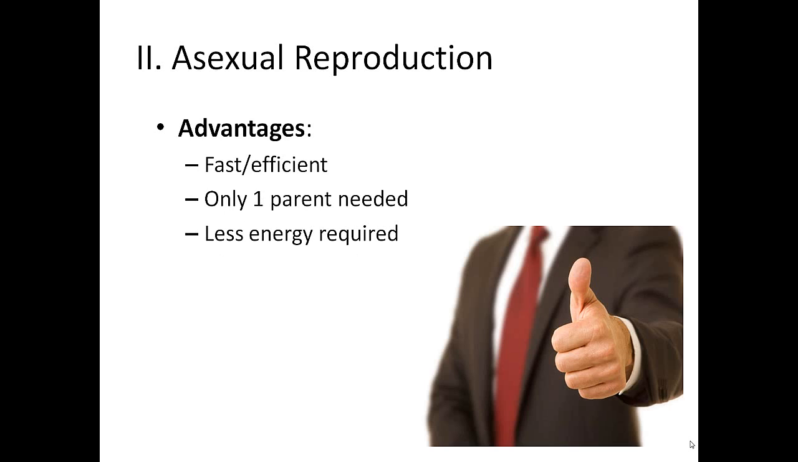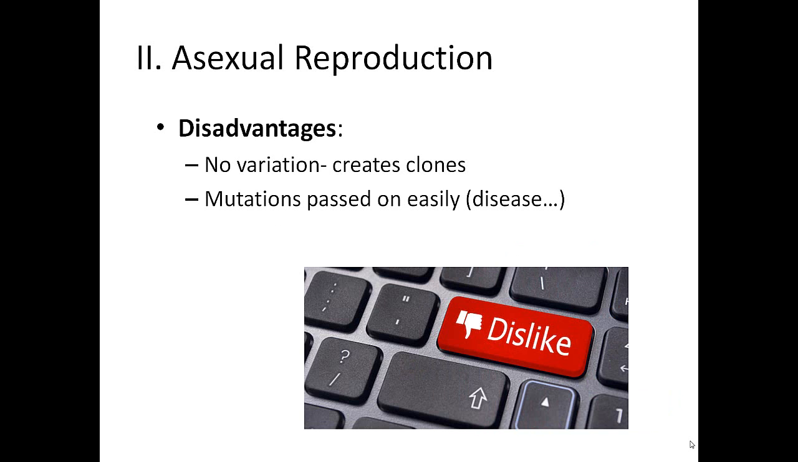So what is the advantage of not needing sperm and egg and just being able to reproduce asexually? First of all, it's very fast, and you only need one parent. This would be like a bacterium that just divides in half, and each new piece becomes a new bacteria. Very fast, only one parent needed. Because it's fast and only one parent is needed, you don't need a lot of energy. It's a pretty simple process.